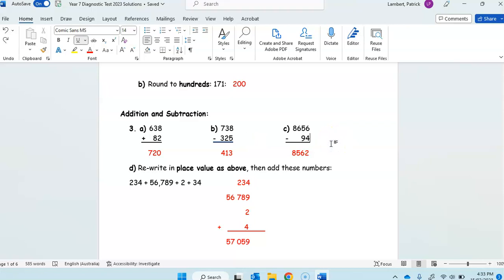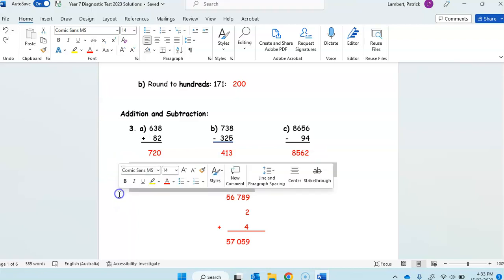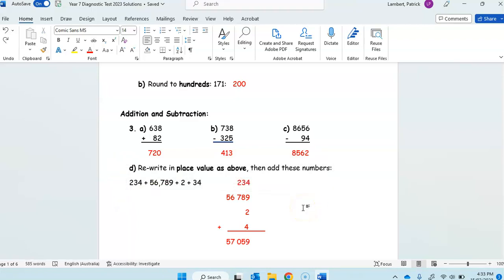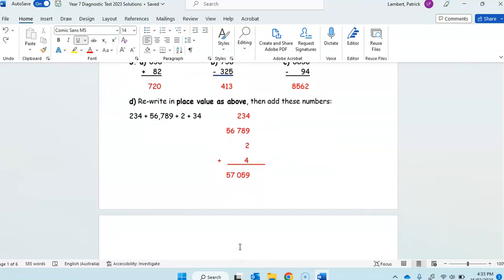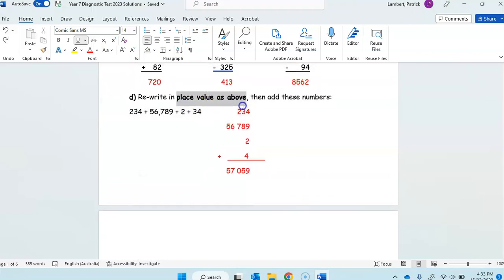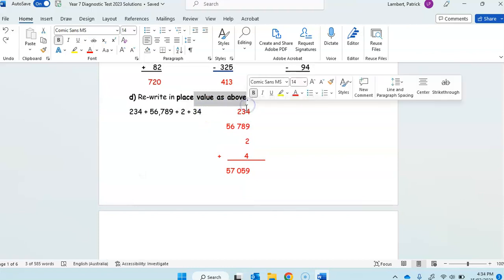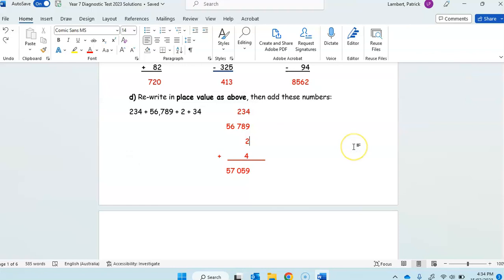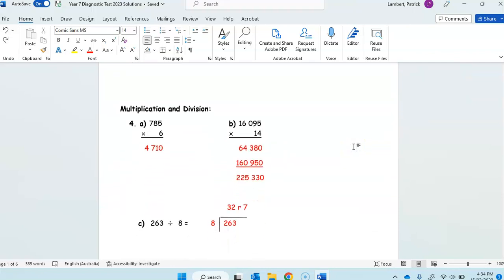There's no issue there. Here, people need to be very careful. In this one here, it says, rewrite in place value as above. Place value means to have the numbers. To get full marks, read the question and then answer the question. So they're laid out underneath each other, there's the plus sign, and there's your answer in groups of 3. Quite a few people got an answer but didn't answer the question, which is write in place value as above. Okay, be careful, read the question and then answer the question.